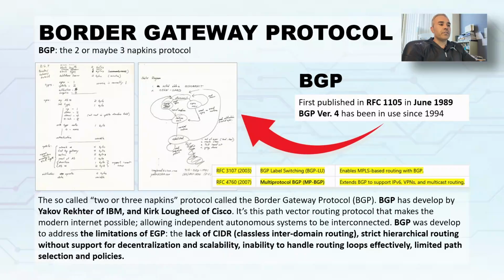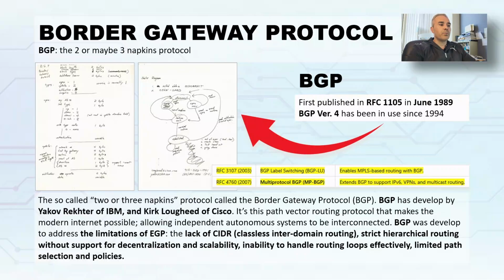Then RFC 3107 came out in 2003, and that was for BGP supporting label switching. At that point, there was no MPLS, but it was already supporting labels, mainly due to Cisco's tag discovery protocol that they were working on.